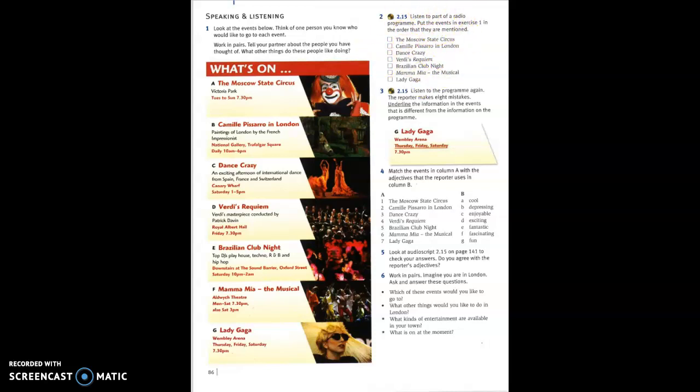Need to set the scene first, so tell the students that they're going to listen to part of a radio program talking about the activities they've just looked at. And what they need to do is to listen and put the activities into the correct order. All right, so in the classroom this is nice and easy. You give them this activity on a handout and they write the numbers on it.